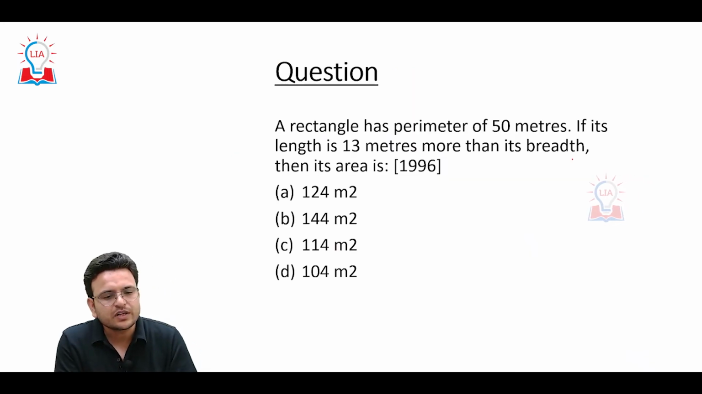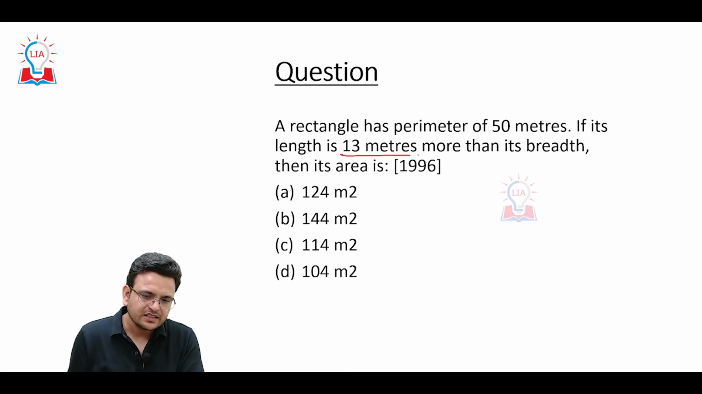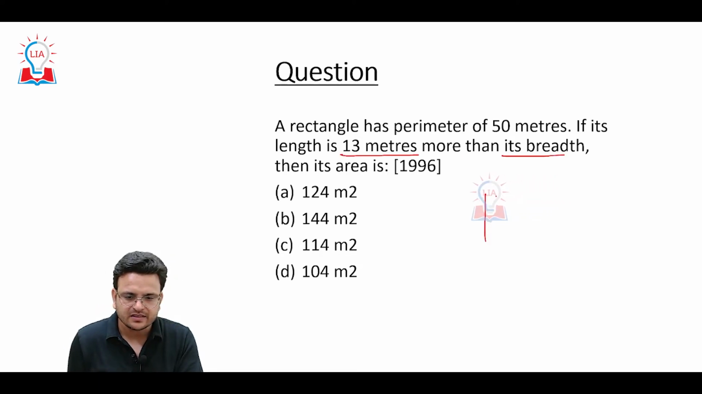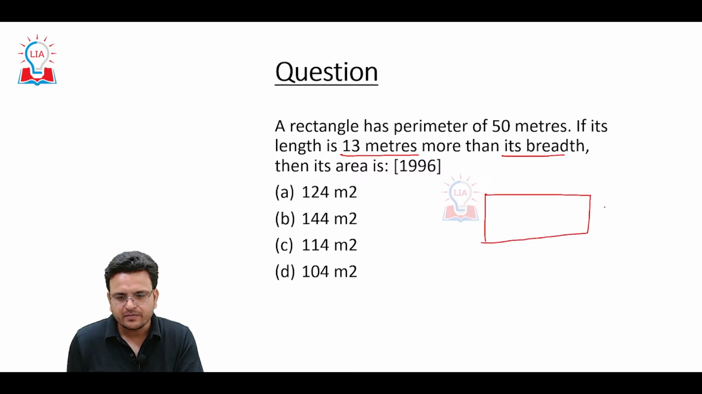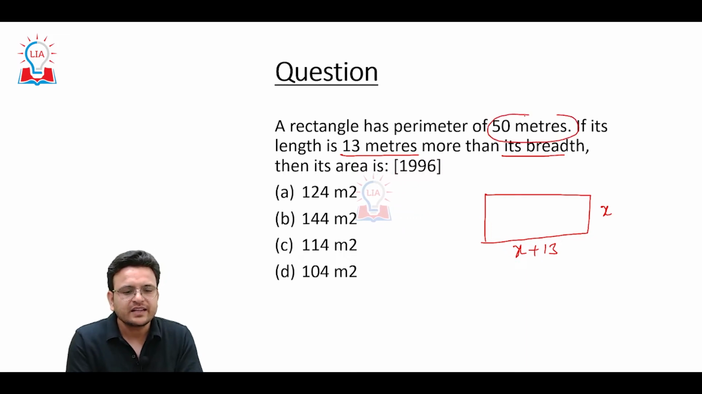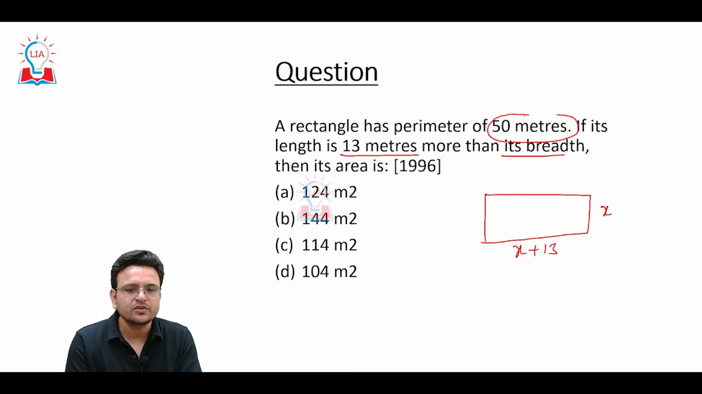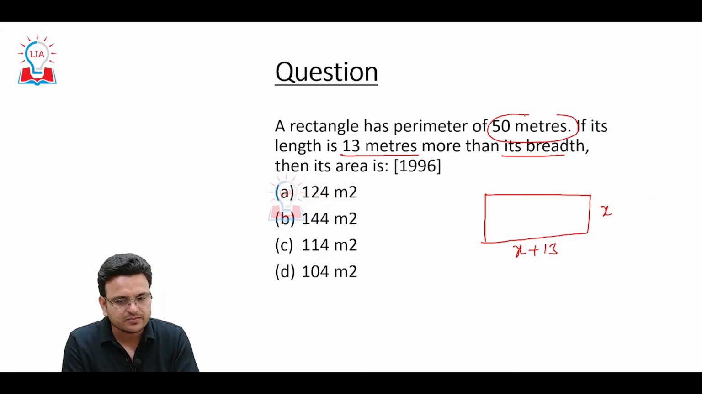Now come to the question. A rectangle has perimeter of 50 meter. If its length is 30 meter more than its breadth, okay, breadth is x, length is x plus 30, perimeter is 50, then its area is... I will suggest first pause the video. You yourself have to solve this particular question and then see the solution.